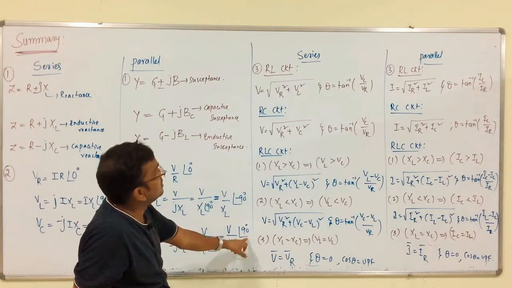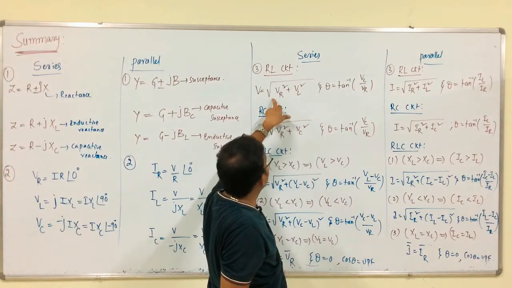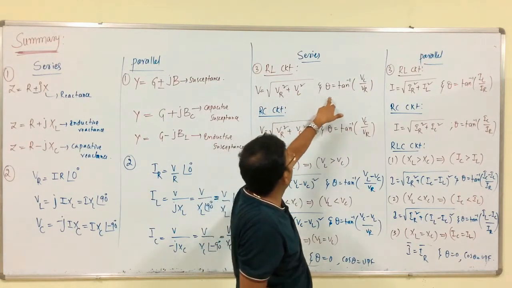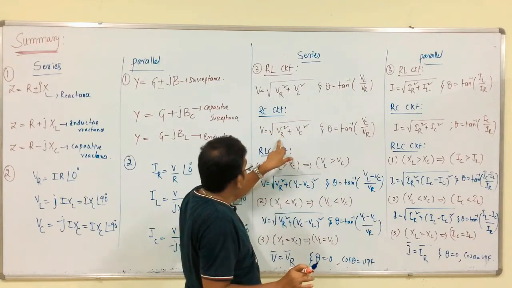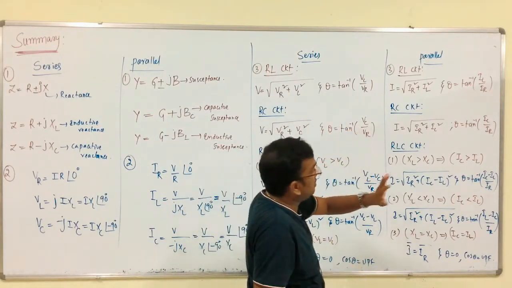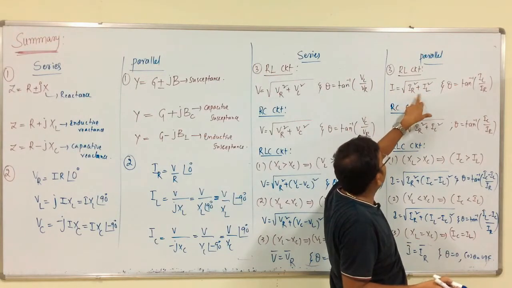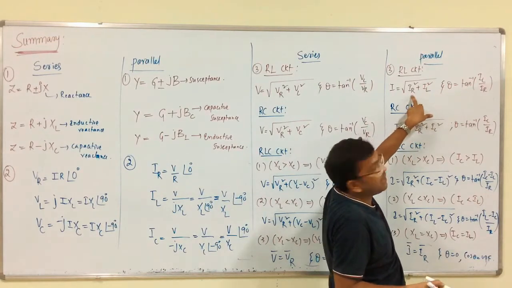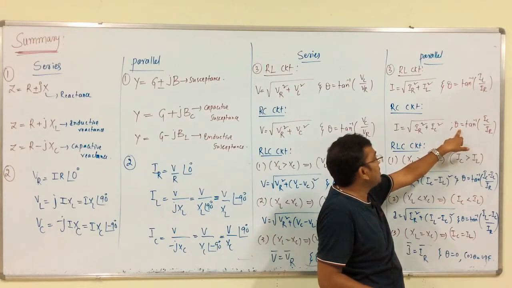In case of a series RL circuit, the total voltage is the vector addition of VR and VL, that is square root of VR square plus VL square, and the angle is tan inverse of VL by VR. In case of RC circuits, square root of VR square plus VC square, angle is tan inverse of VC by VR. In case of a parallel RL circuit, the total current is the vector addition of IR and IL, that is square root of IR square plus IL square, and the angle is tan inverse of IL by IR. In case of RC circuits, IR square plus IC square, theta is tan inverse of IC by IR.